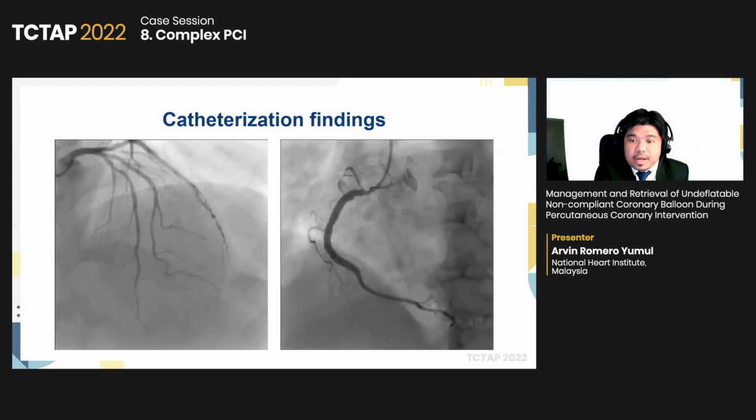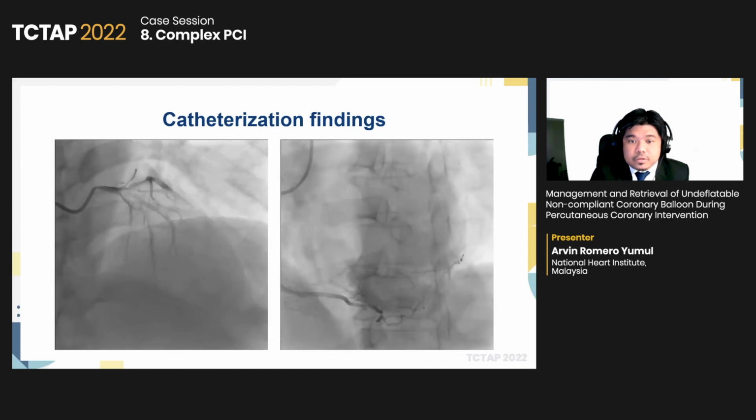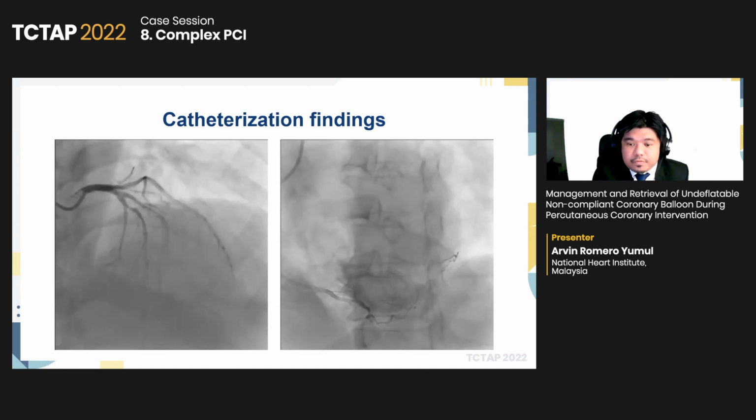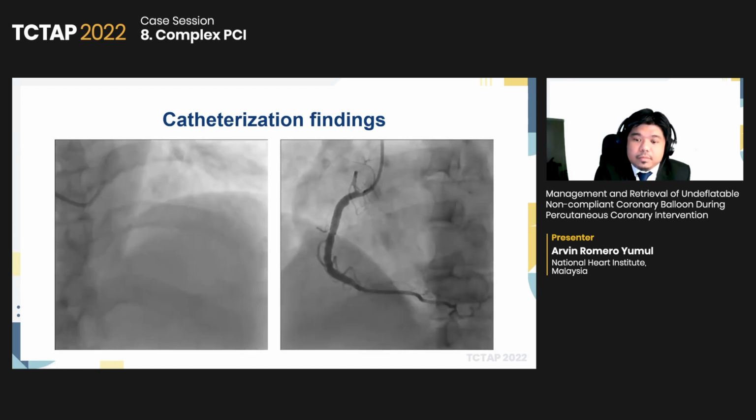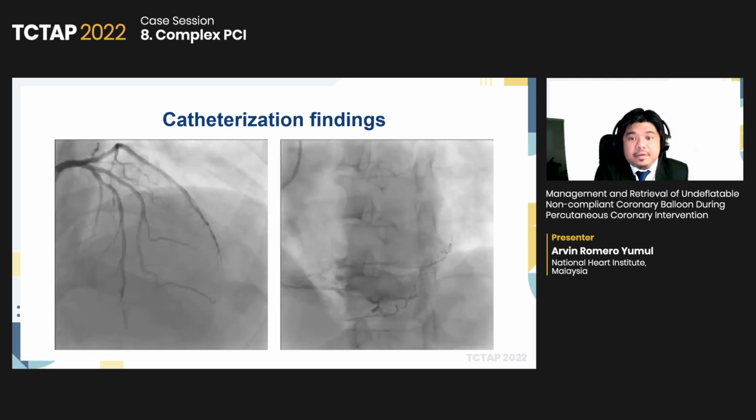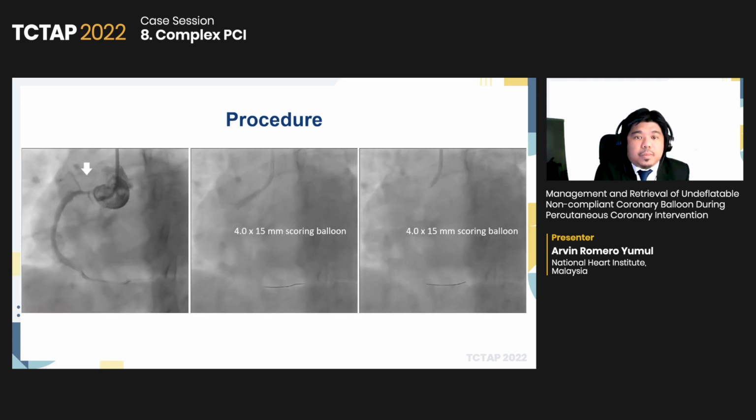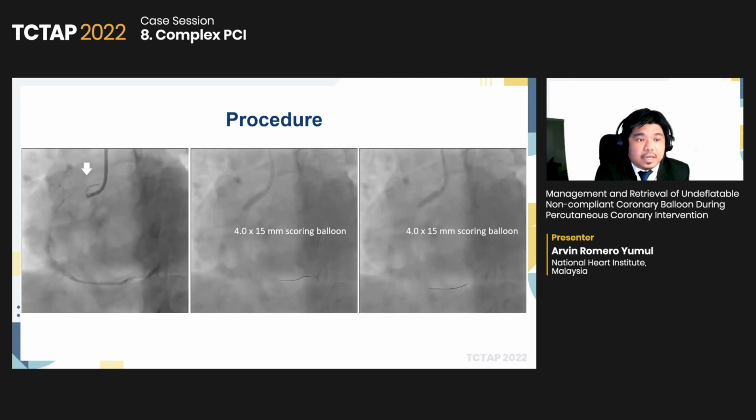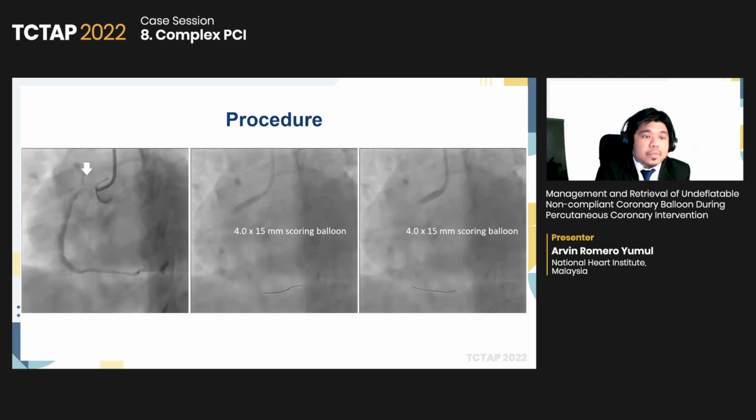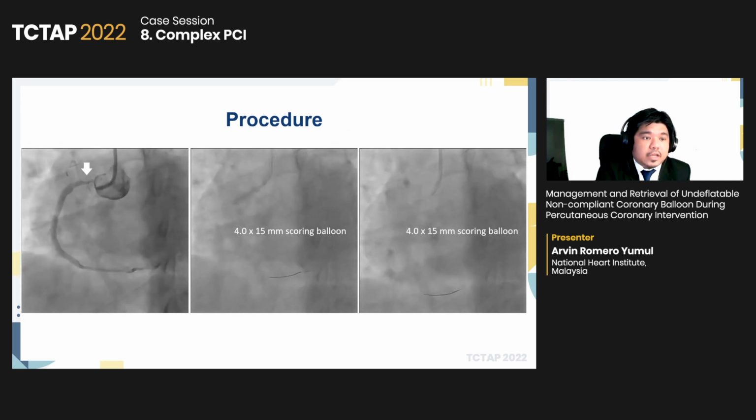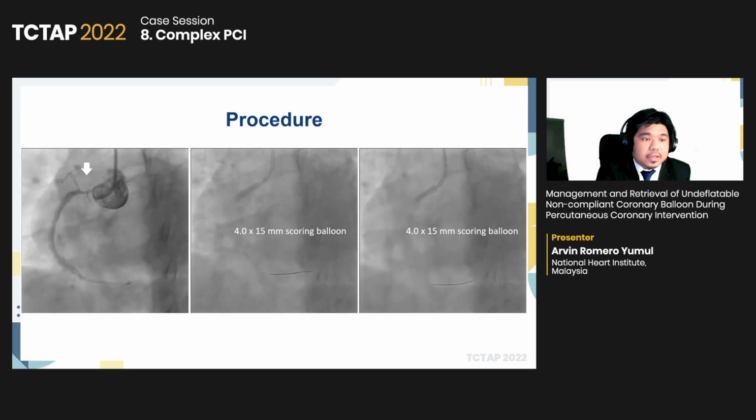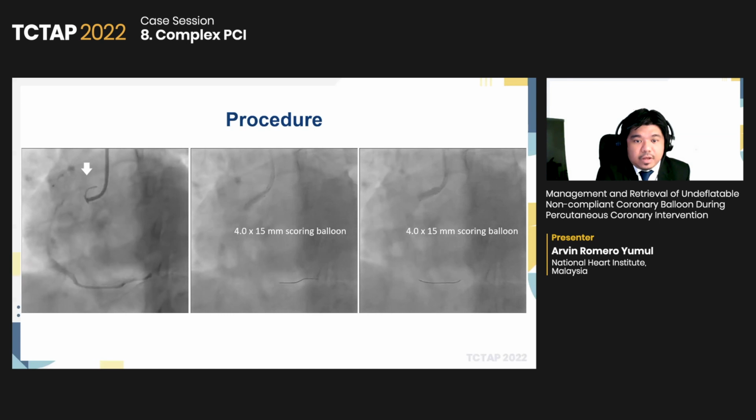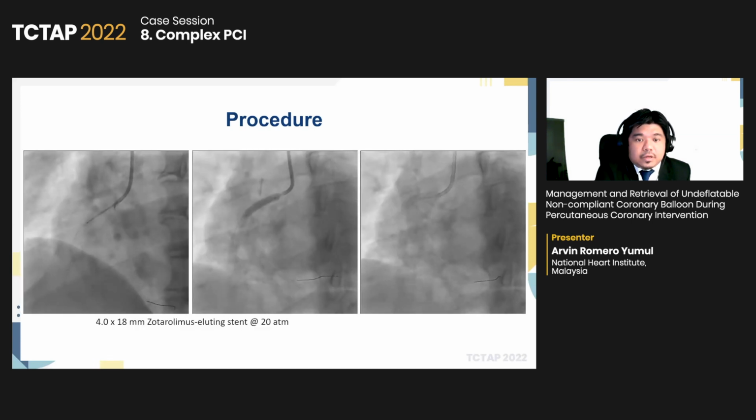ostioproximal stenosis of the right coronary artery, seen here. There was also a totally occluded posterolateral branch of the RCA. So the plan was to do the angioplasty of the RCA first. Here is another cine angiogram of the RCA showing the 80% proximal stenosis extending into the ostium of the RCA.